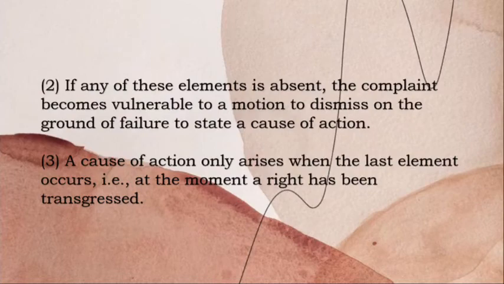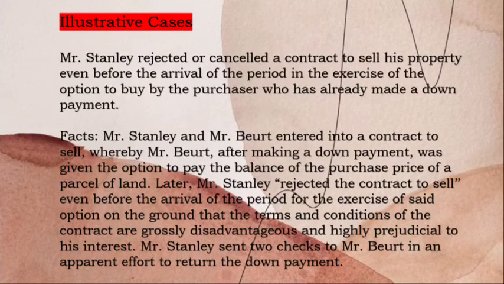If any of these elements is absent, the complaint becomes vulnerable to a motion to dismiss on the ground of failure to state a cause of action. A cause of action only arises when the last element occurs, at the moment a right has been transgressed. Let's take a look at these illustrative cases.